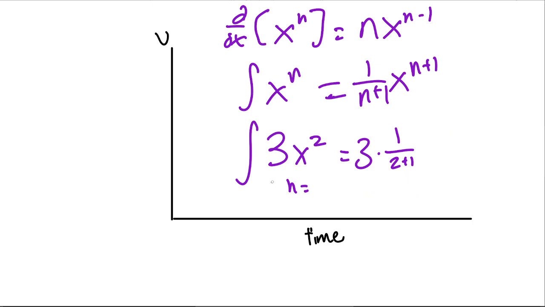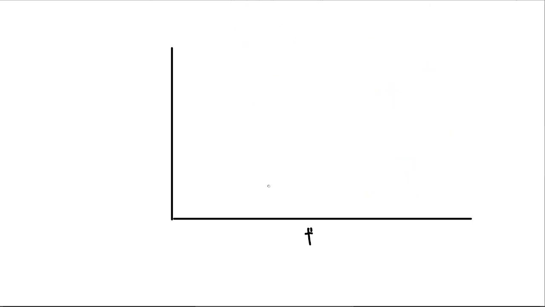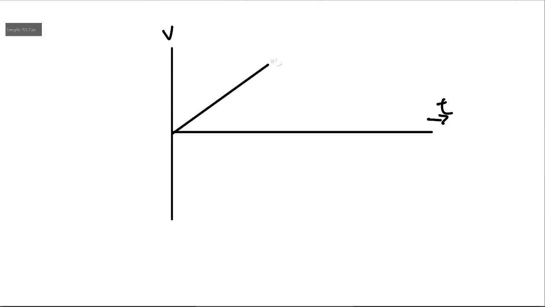One more thing about antiderivatives. Let's go back and say we have a graph that looks like this. Let's say this is our velocity, and this is our time again. And this is going to be a problem on the thing, actually. So our antiderivative can also be said as the area under the graph.